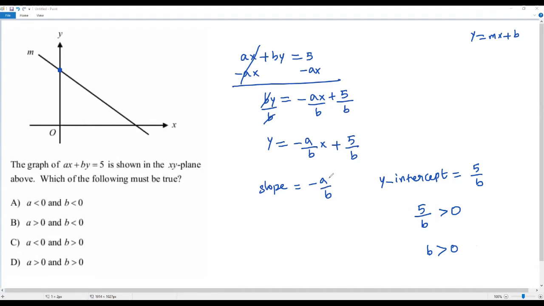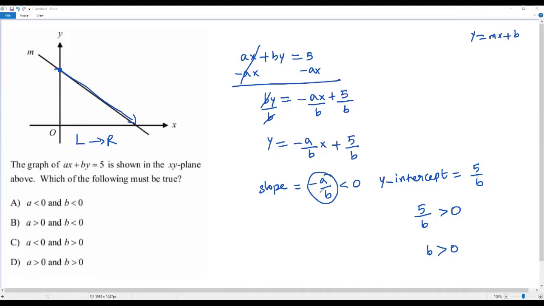Now let's come to the slope. When I look at the line, clearly it's a falling line. That is, when I look at the line from left to right, it's going down. Since it's a falling line, the slope must be negative. That means negative a over b must be negative, so this value has to be less than 0.